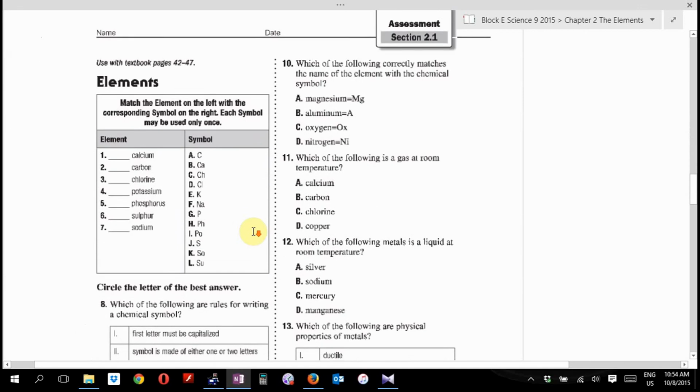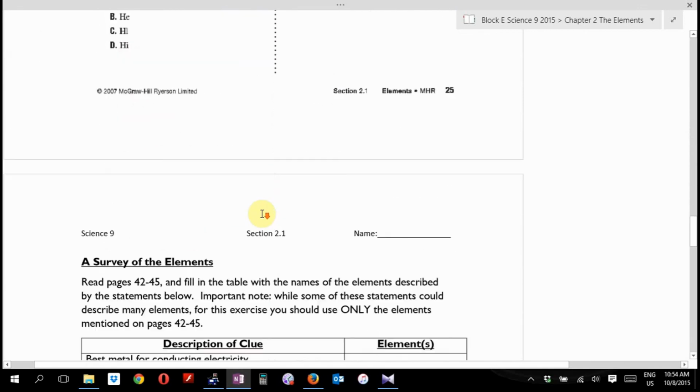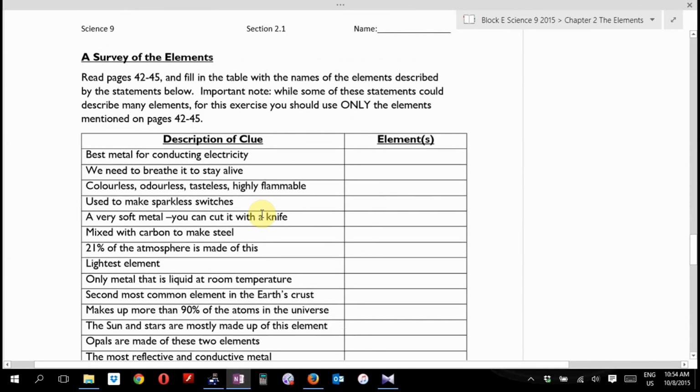Then look at the next page. Here are some questions to answer. And then this is what I want to talk about, a survey of the elements, this sheet here. Okay? If you go to your textbook, pages 42 to 45, you will find it has a little paragraph on about 10 different elements. You can find the answer to these clues in those paragraphs. So it's page 42 to 45.